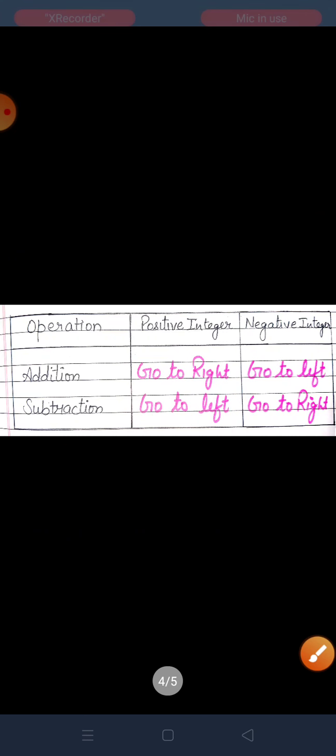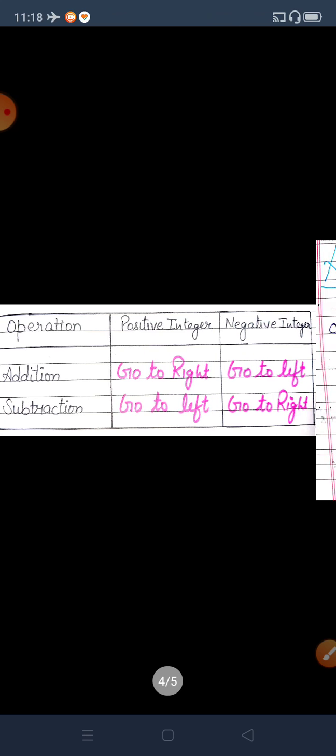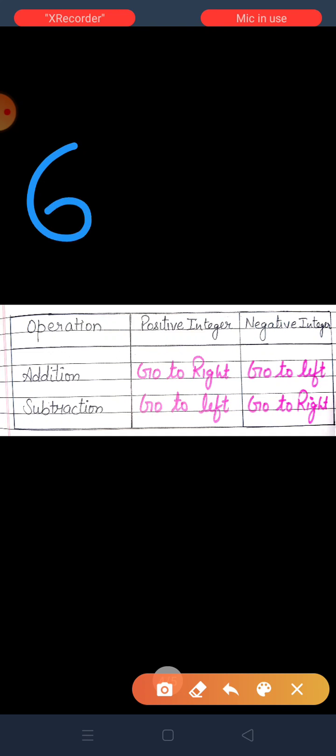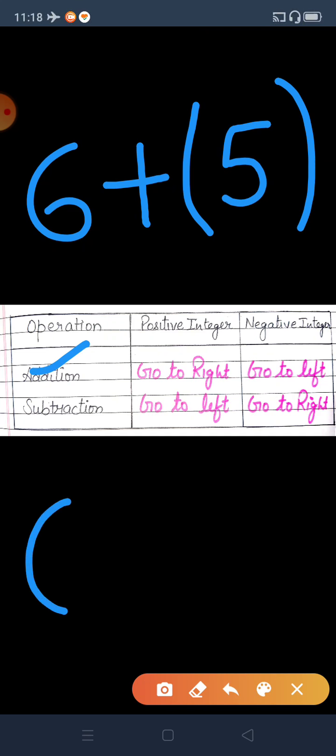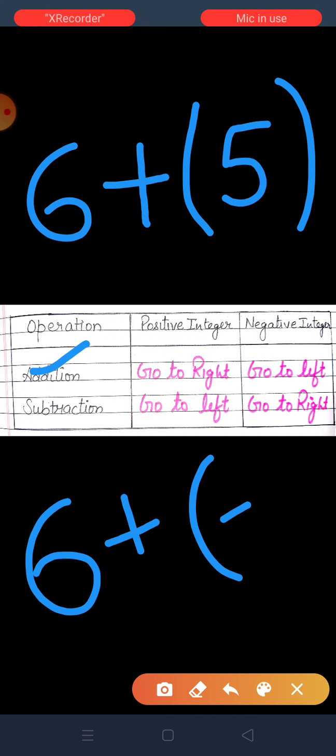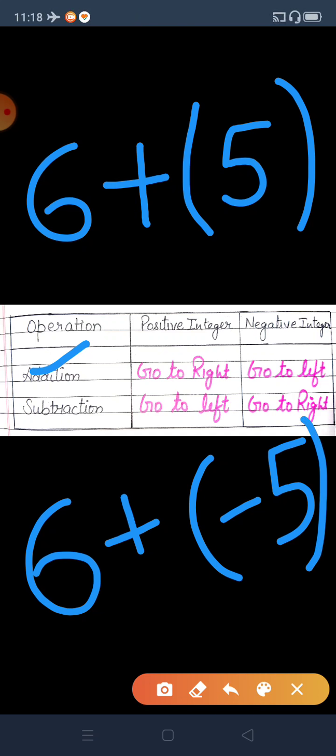Now, operations: addition and subtraction. We have to apply two operations. Whenever addition is there, you have to check the second integer, whether it is positive or negative. For example, you are given 6 plus, that means you have to add, and the next integer you have to check. If it is 5, that is 6 plus 5, and one is 6 plus minus 5. Two different questions are there.